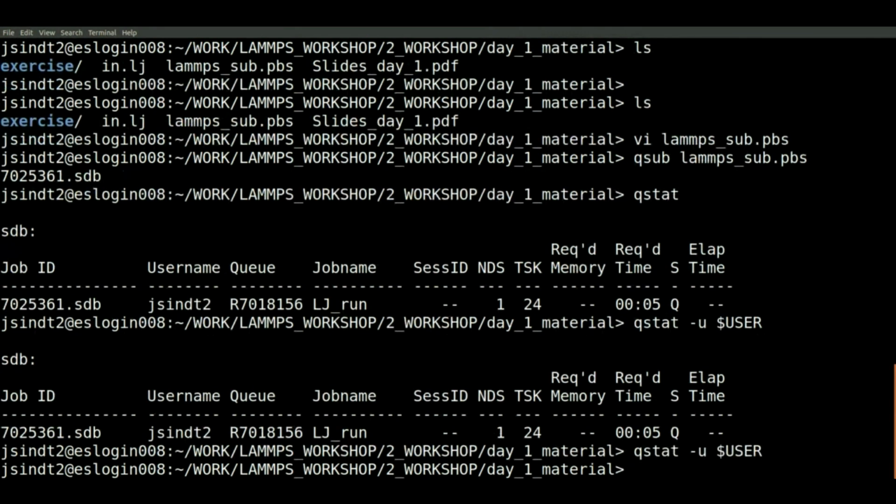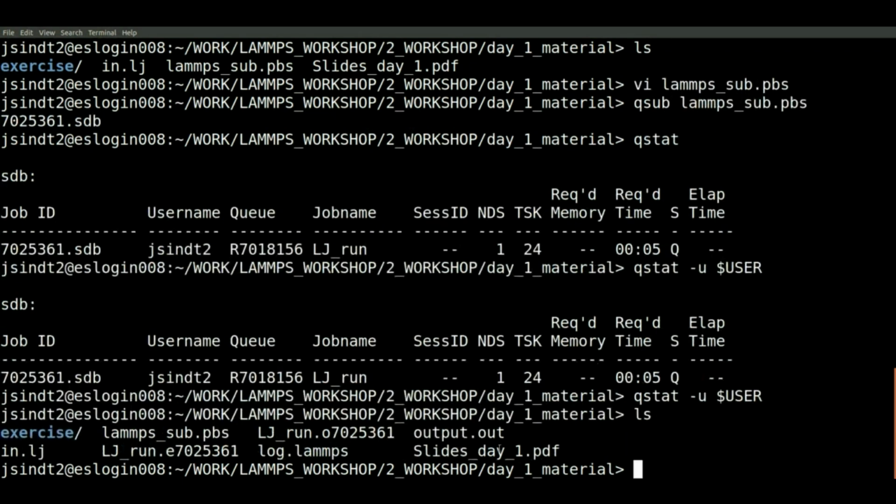I've run the same command again. It's no longer in the queue because it's already run. It's an incredibly quick job because I wanted it to be done quite quickly. Once that's done, you'll notice that in the same directory, when I ls, there are now more files. There are two files called ljrun, one called .o and one .e. The .e file is any errors that came up.